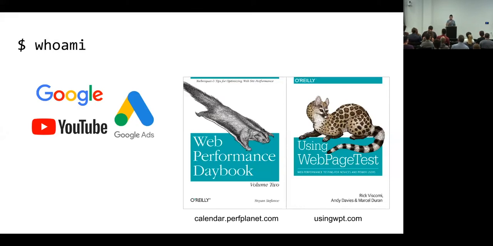A couple of publications here. The Web Performance Daybook is one chapter I wrote, part of a compilation that Stoyan Stefanov put together from the performance calendar. We run it every year, the countdown for Christmas, with one post a day. It's very interesting, and they compile them into one book.